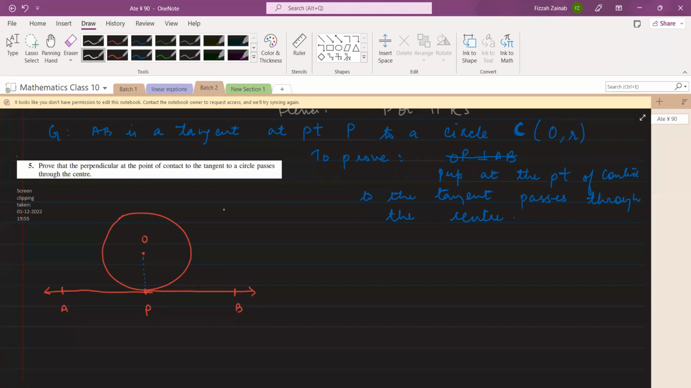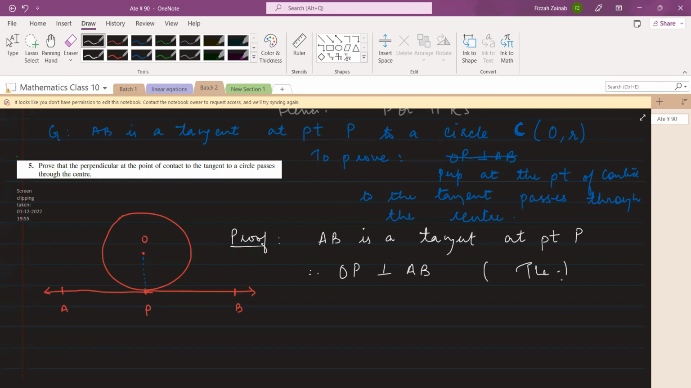Okay, let's do the proof now. First of all, AB is a tangent. This is given to us. AB is a tangent at point P. So therefore, OP is perpendicular to AB, right? With the help of the theorem. Please write the theorem. And therefore, angle OPB is 90 degrees, right? That means this angle is 90.